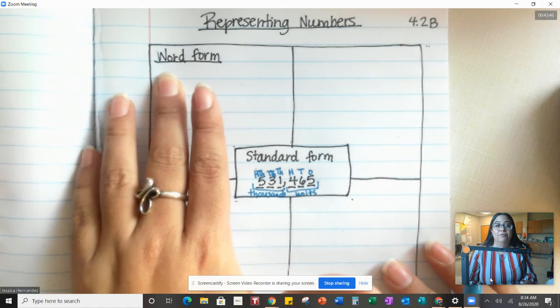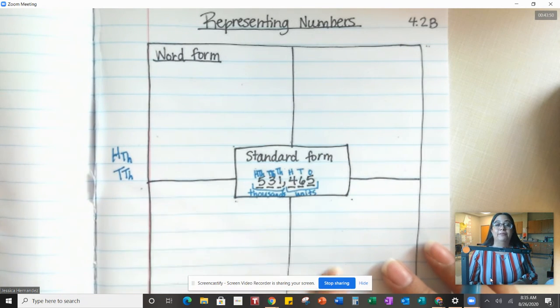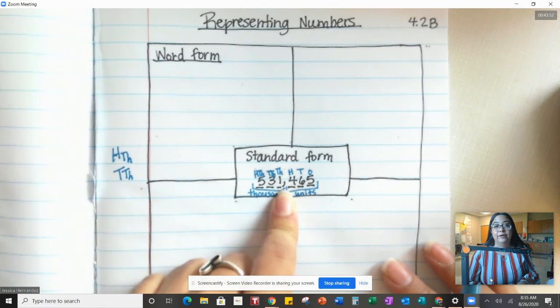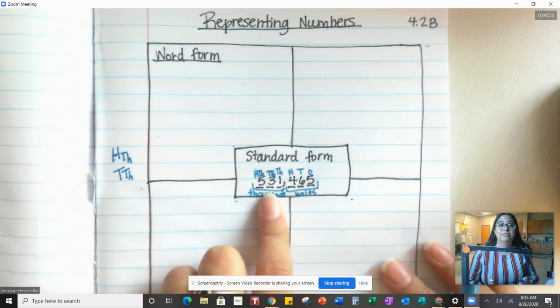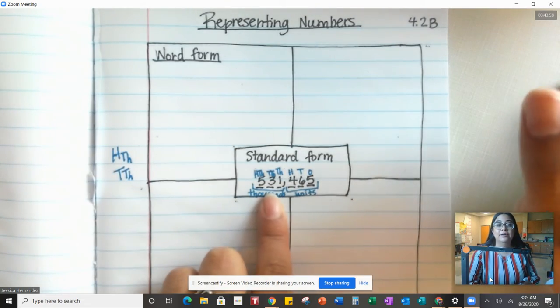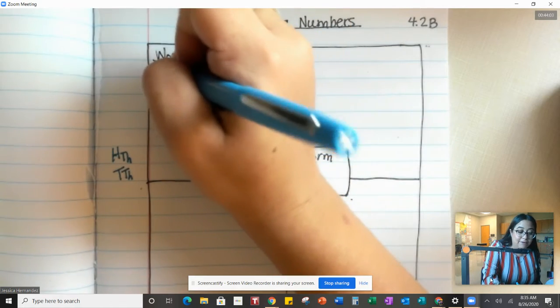So here we're going to start off with our word form. We're going to represent this number in 5 different ways. We already have the first way here, which is standard form. So now we're going to go to word form. We already said it out loud, so that was 531,465. I'm going to go ahead and write that here, 500.